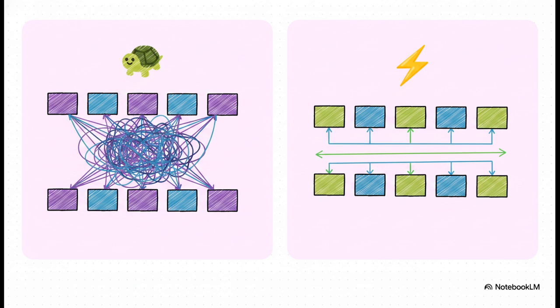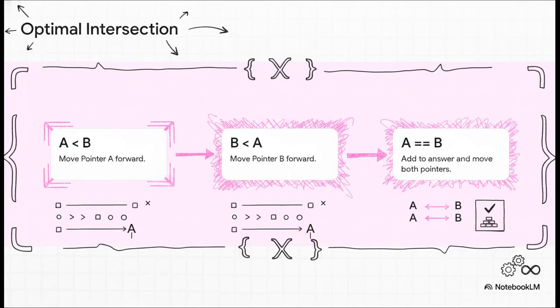We just start a pointer at the beginning of each array and move them based entirely on which number is smaller. Here's exactly how that two-pointer intersection logic plays out. You compare the elements sitting at your two pointers. Step 1, if the element in array A is smaller, it's literally impossible to find a match for it later in array B, because array B is sorted and only going to get bigger. So you just move pointer A forward. Step 2, if array B's element is smaller, same logic, you move pointer B forward.